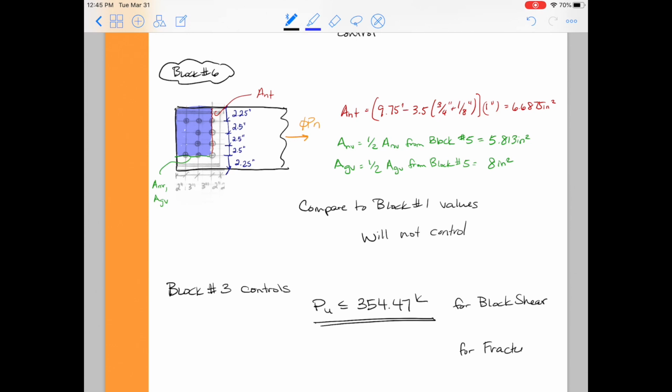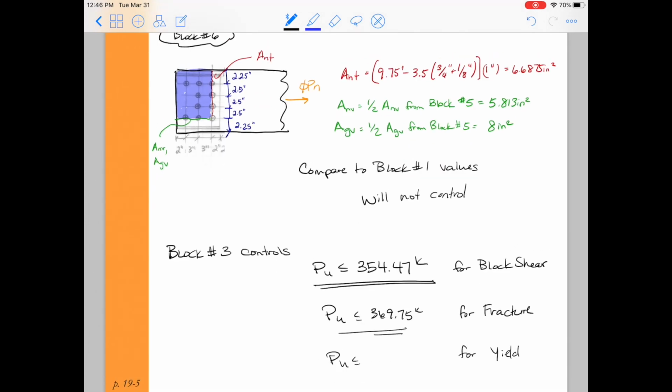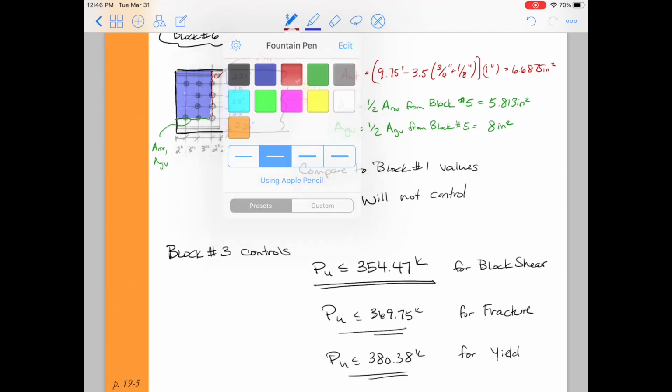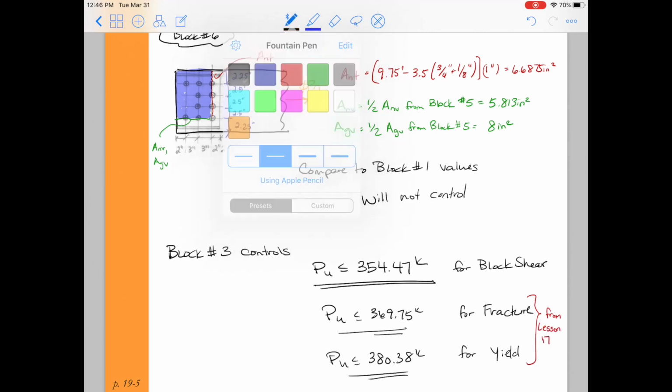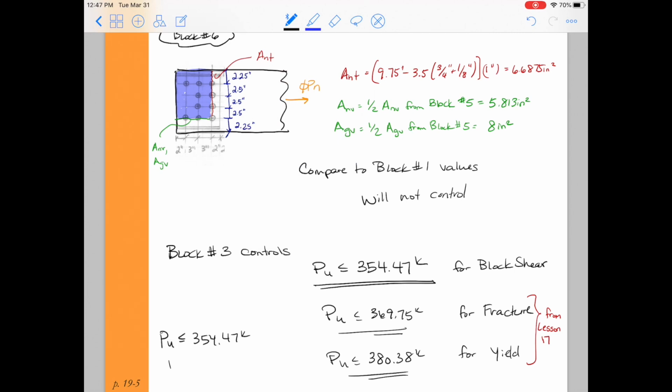All right, almost to the end. The last thing to do is to check the fracture and the yield capacity that we had from lesson 17. So we see that in the case of this double channel tension member, the block shear limit state would control. We still have to go on to check bolt limit states though, and we'll talk about that in a future lesson. Alright, well, as you can see, living the block shear life can be kind of exhausting sometimes, but very important to make sure all our connections are safe and all our members are designed properly.